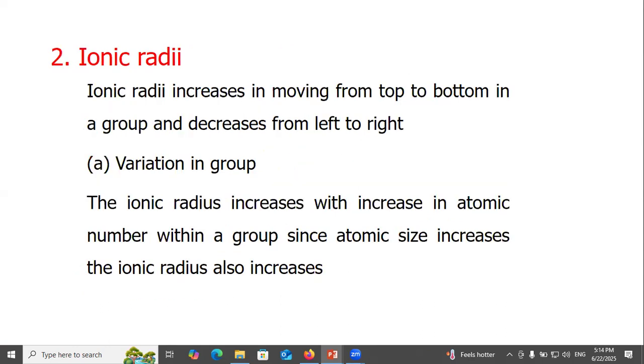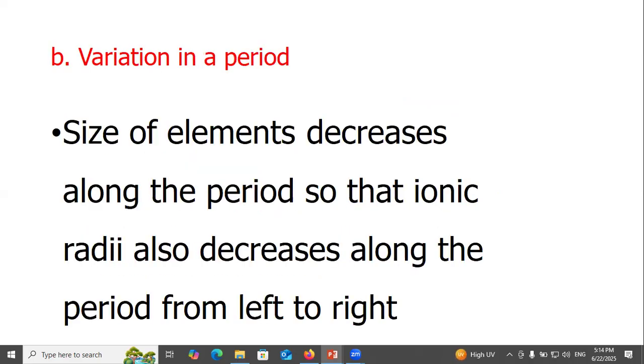Ionic radii increase in moving from top to bottom in the group and decrease from left to right. Variation in group: the ionic radius increases with increase in atomic number in the group. Since atomic size increases, the ionic radius also increases. Variation in period: the size of elements decreases along the period, so the ionic radii also decrease along the period from left to right.